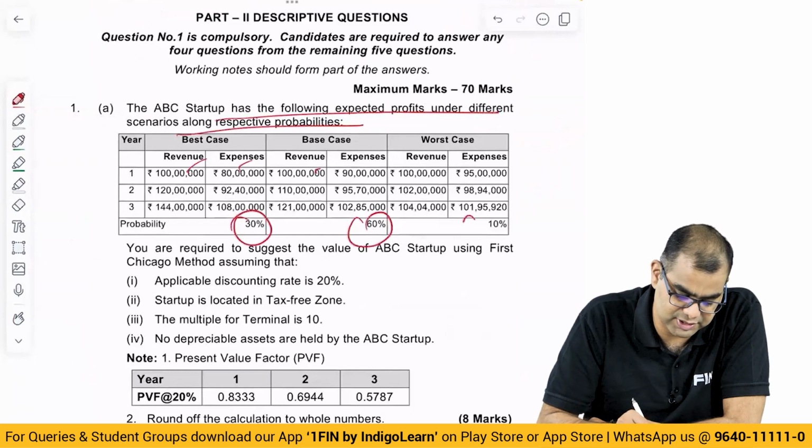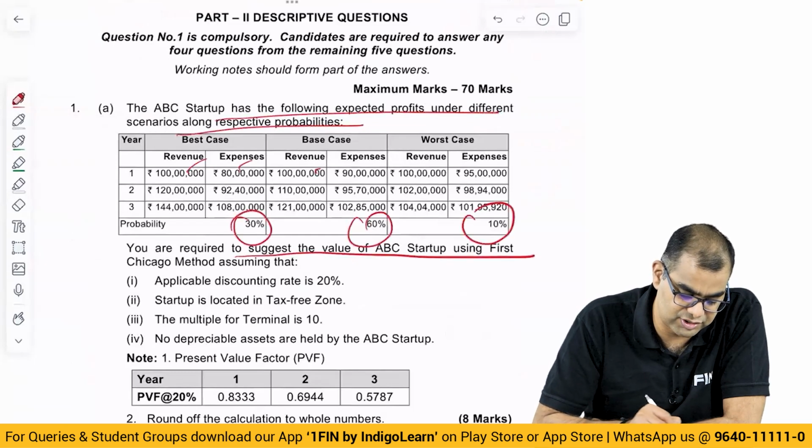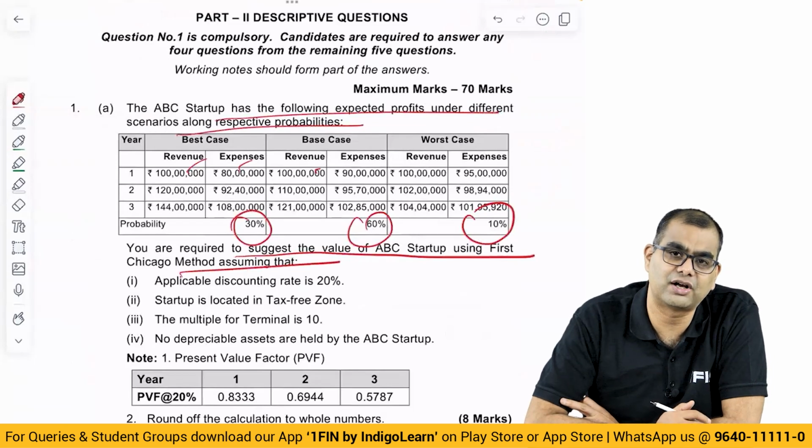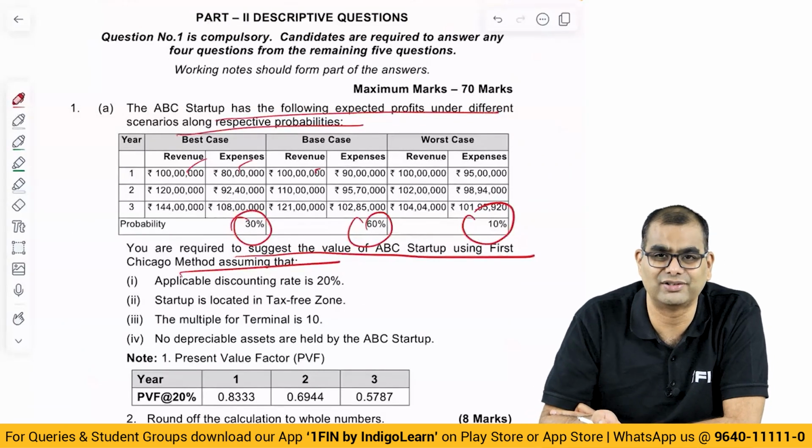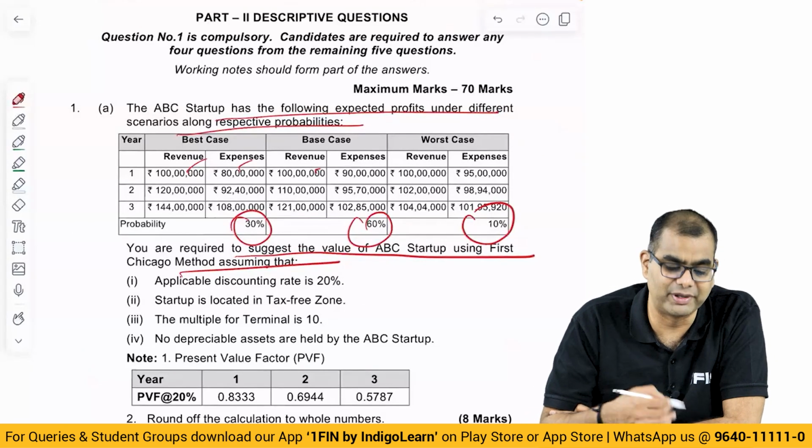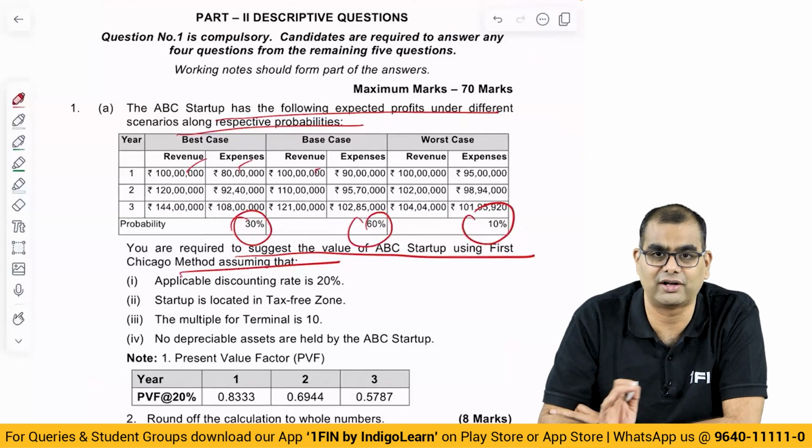Probabilities 30%, 60%, 10%. You are required to suggest the value of ABC using the First Chicago method. What is the First Chicago method? Simply the weighted average of all 3 valuations. There is nothing else. I know this appears as if it is a complex thing. It is actually not a complex thing.